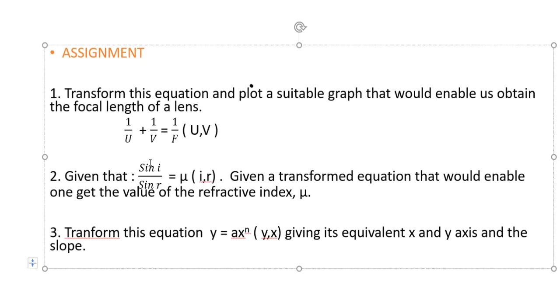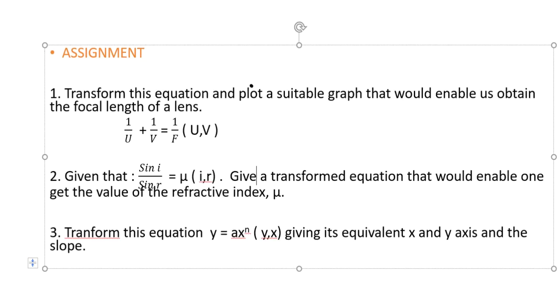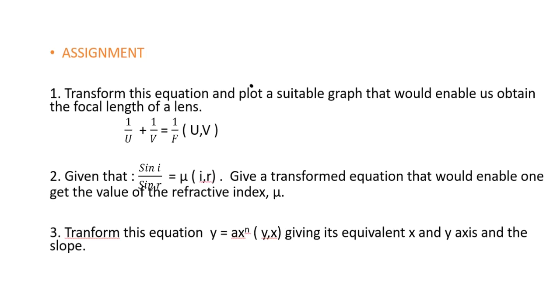Number 2, given that sine I upon sine r equals this, give a transformed equation that will enable one get the value of the refractive index. So what do we do to get the refractive index? This is the angle of incidence and this is the angle of refraction. Number 3, transform this equation giving its equivalent x and y axis and the slope. So with what we have learned before now, you should be able to do this.